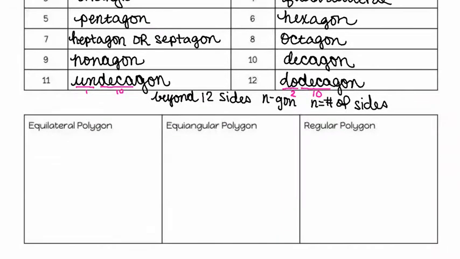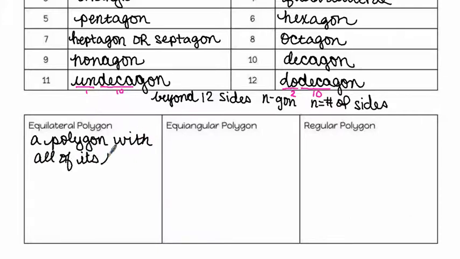Okay, these last 3. The first 2 I think you probably already know. An equilateral polygon is a polygon with all of its sides congruent. Gee, it looks a little funny there. All right, so we start with a polygon. I'm just going to use a simple equilateral triangle, 3 congruent sides.